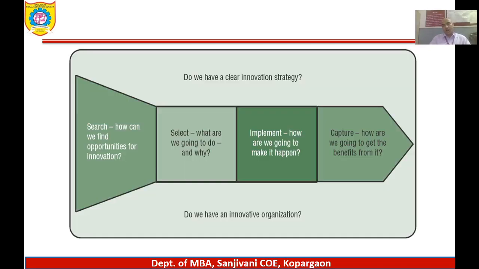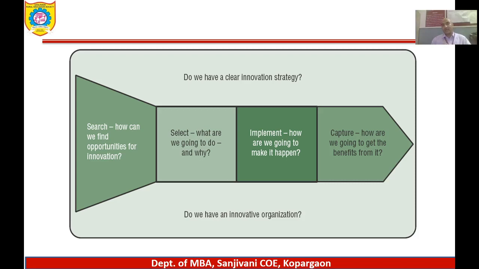Now, how do we have an innovative organization? In this competition, to sustain for the sustainable development of organizations, we need to have a clear innovation strategy, and we need to know how we are going to prepare that strategy. So there is a guideline through which we can definitely have a clear innovation strategy. The first thing is search: how we can find opportunities for innovation. Continuous upgradation, continuous reading, then continuous critical thinking will help us in finding out the innovation opportunities.